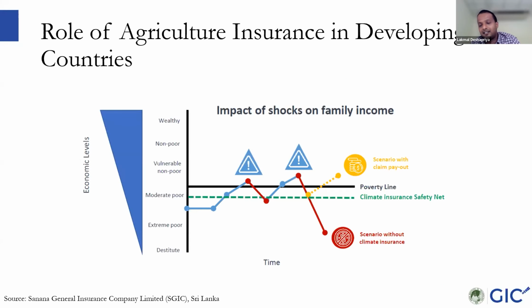So usually, in developing countries, many farmers are living under the poverty line. The poverty line is defined by the World Bank as $5.5 per day. That means around 165 baht per day.